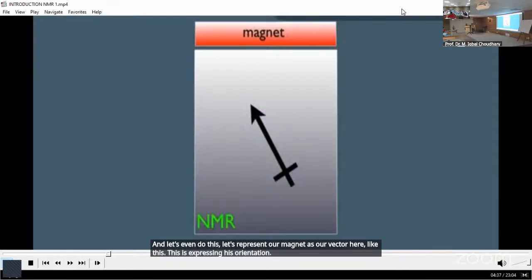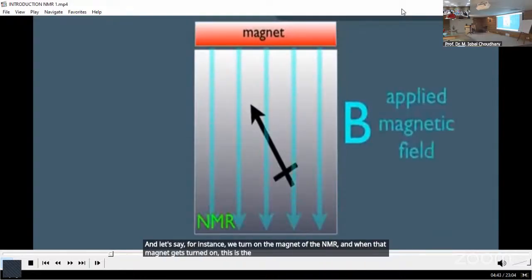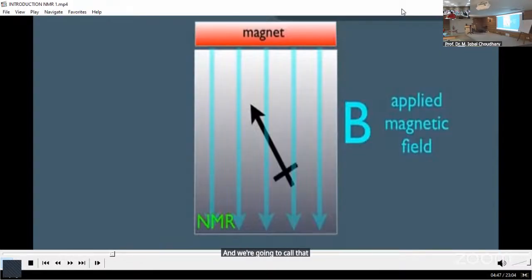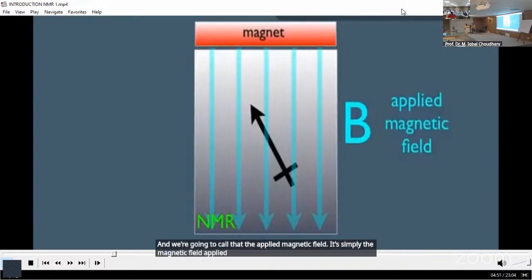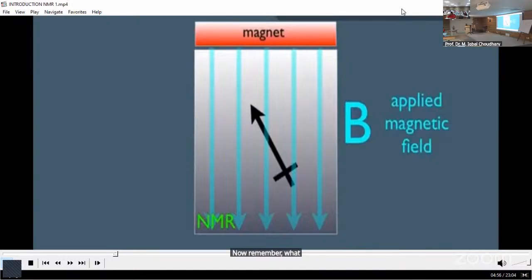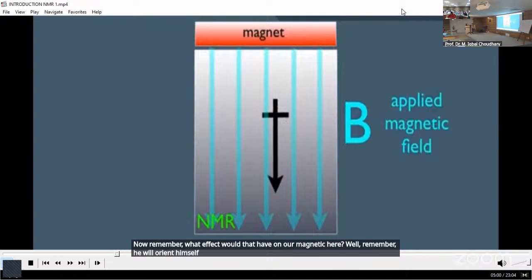Let's say, for instance, we turn on the magnet of the NMR, and when that magnet gets turned on, this is the direction of the magnetic field that he creates. We're going to call that the applied magnetic field. It's simply the magnetic field applied by the magnet in the NMR. Now remember, what effect would that have on our magnet here? Well, remember, he will orient himself with the magnetic field like this.